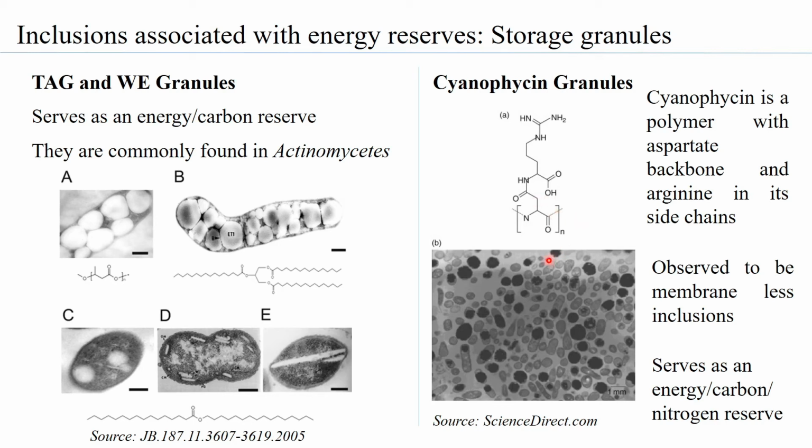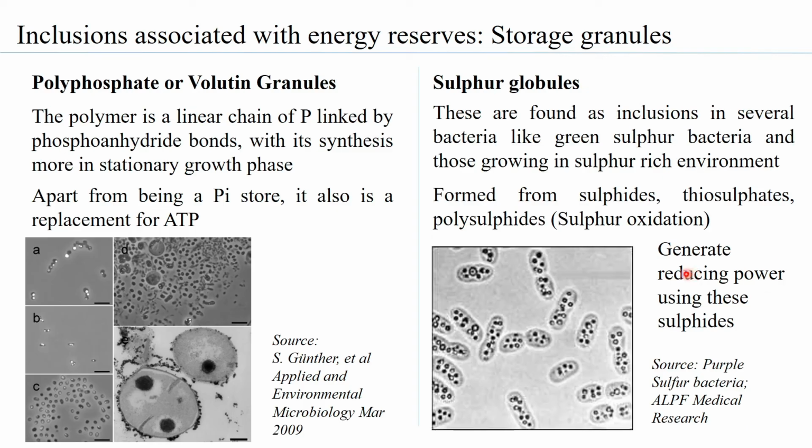So it is formed when the bacteria is moving towards a stressful condition, or when it is reaching the stationary growth phase. So you know that when a bacteria reaches stationary growth phase, there is some limiting nutrient. So both these are also formed under such conditions.